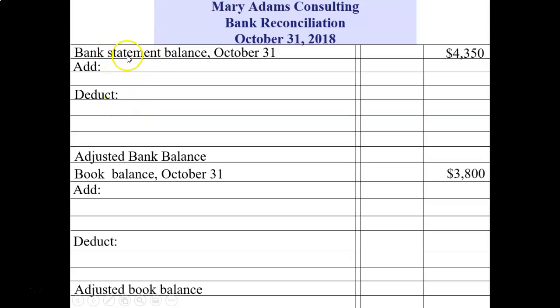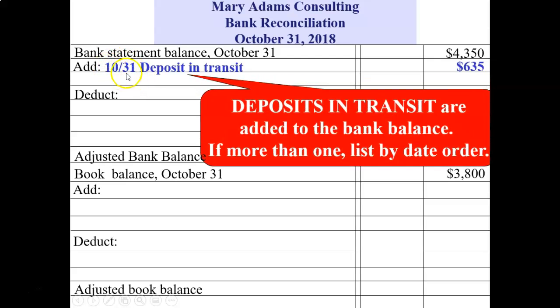So the bank statement doesn't know about the deposit in transit, so it's going to go on the bank side. And since it's a deposit, it needs to be added. When we go to add it, we're going to also put the date that the deposit was made, which was on October 31st, and deposit in transit. If we also had another deposit in transit, maybe from October 30th, we would list that date and that amount also. So here's our one deposit in transit from October 31st, $635, is now on our bank reconciliation.